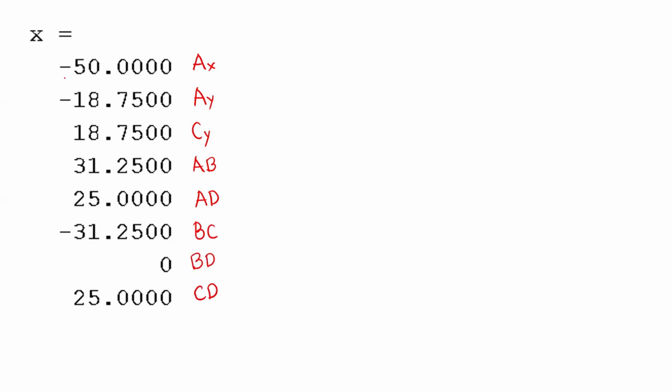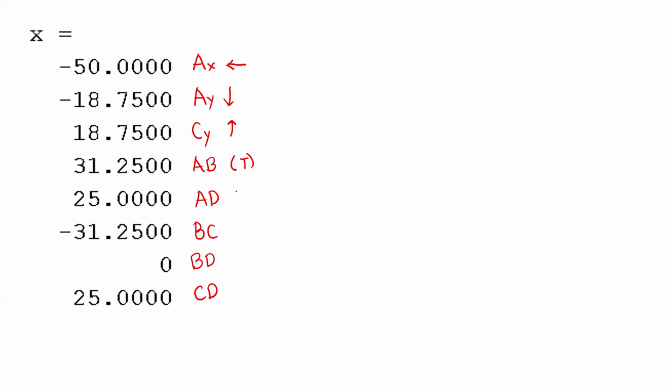A negative sign indicates that it is in the reverse direction. For reactions, we assume that AX is going to the right, so the correct direction is going to the left. For AY, it is negative, so therefore the reaction is going down. For CY, it's positive, so that's the correct direction, going up. For AB, this is under tension. We assume that all of the internal members have a tension force, or tension internal force. Therefore, AB is in the correct direction, or has a positive value, so that's under tension.